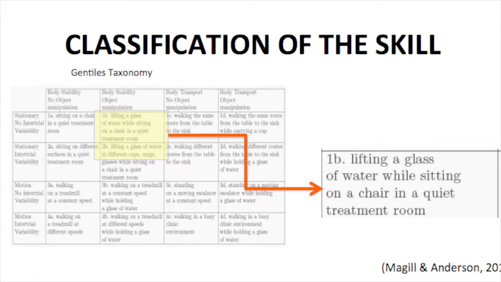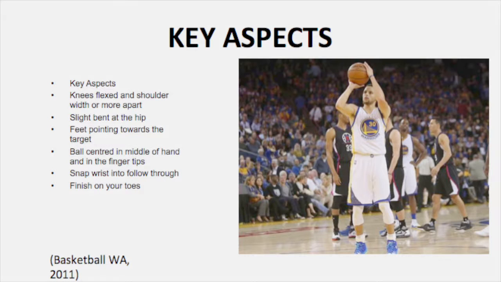In Gentile's two-dimensional taxonomy, the basketball free throw is classified as 1B, and its regulatory conditions are in motion, such as the basketball. Body manipulation is stable in performing the free throw, and it can change from one trial to the next because we change sides during the game.